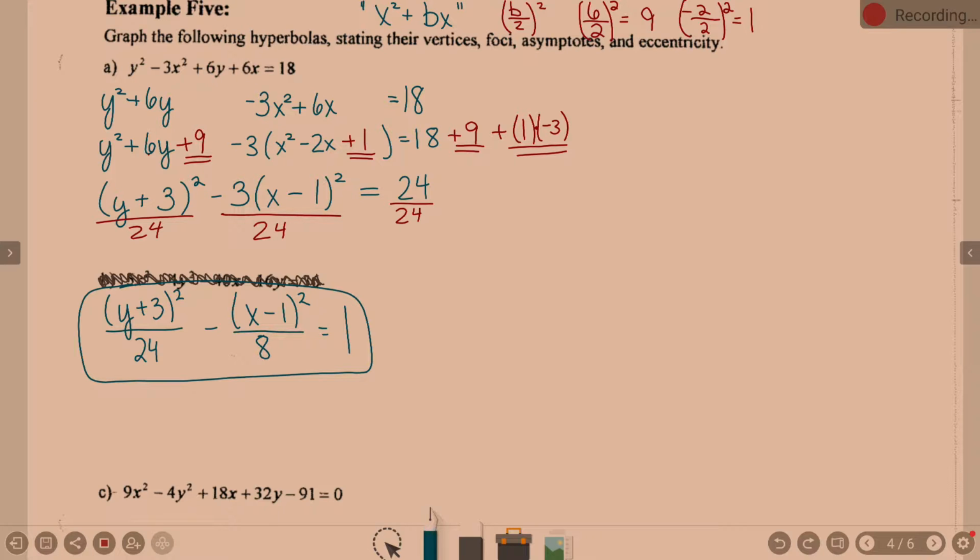Left column or right column then? And this is a right column. And it's right column because it's y squared minus x squared.